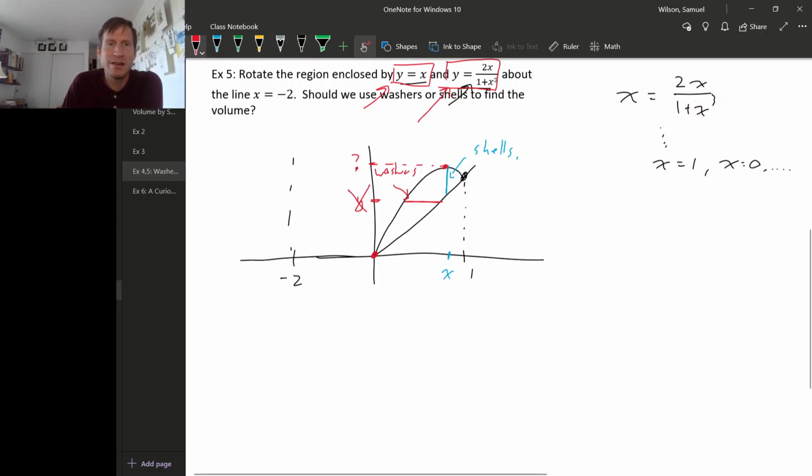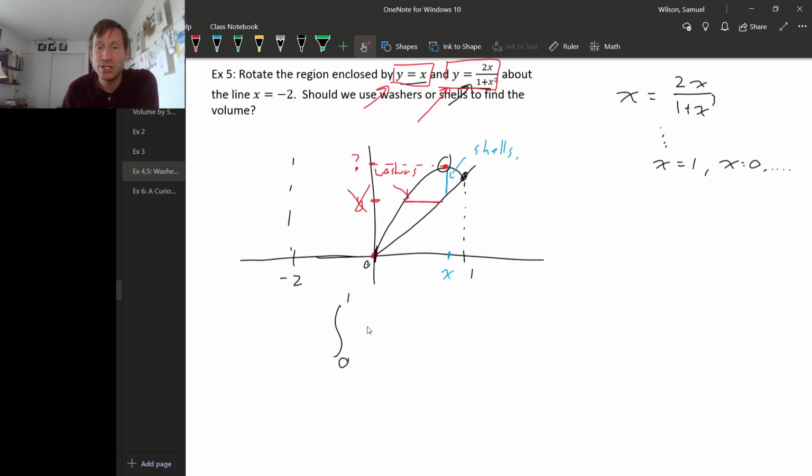So what would we need to do to write the shell integral for this region? Well, we would need to integrate over all of the x values that touch this region, and the furthest left x value is 0, so the bottom bound is 0, and the furthest right x value that touches this region is 1, so our top bound is 1. Already things are looking nicer than the washer integral because, right, we didn't have to find some weird maximum value.